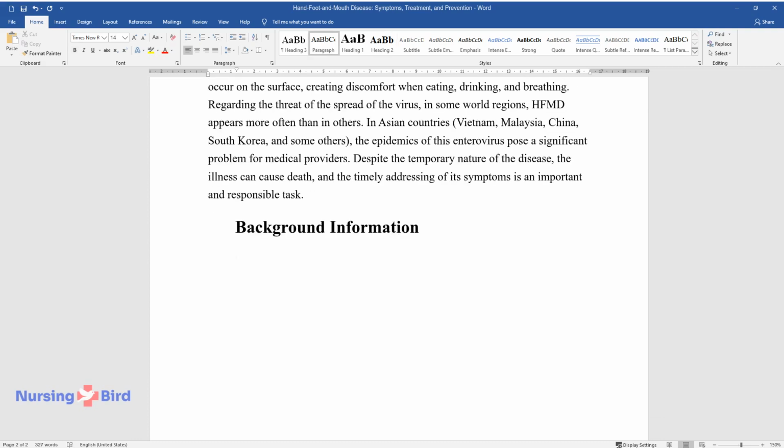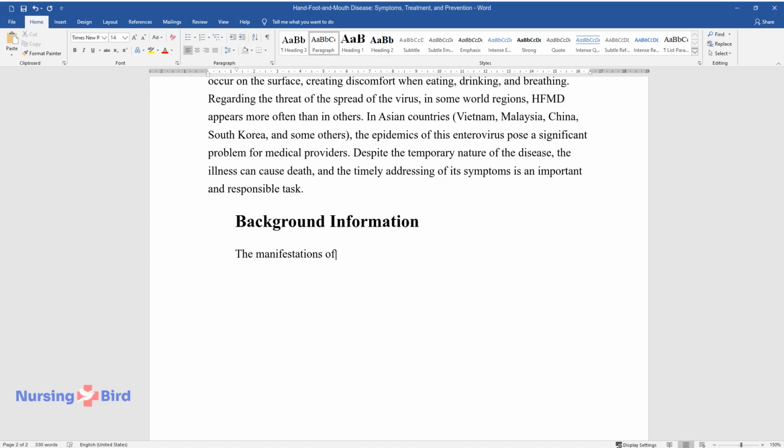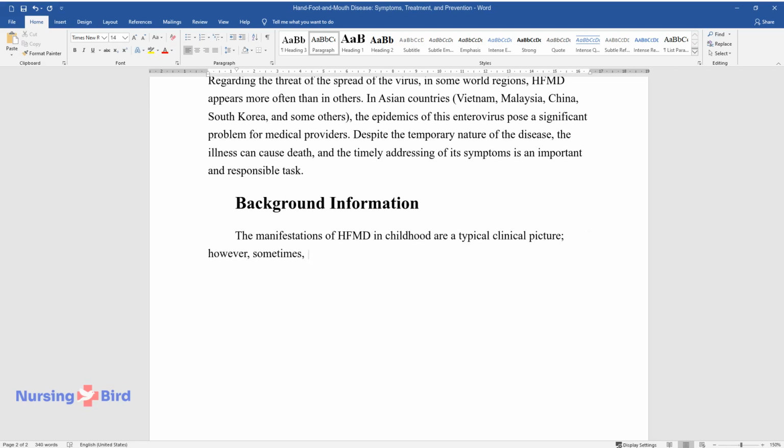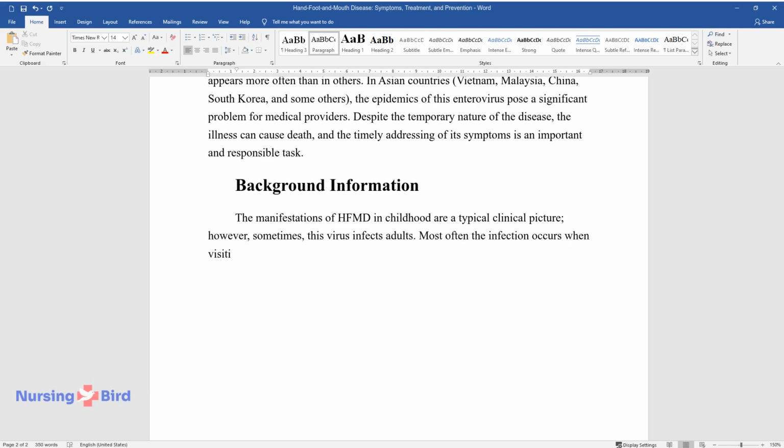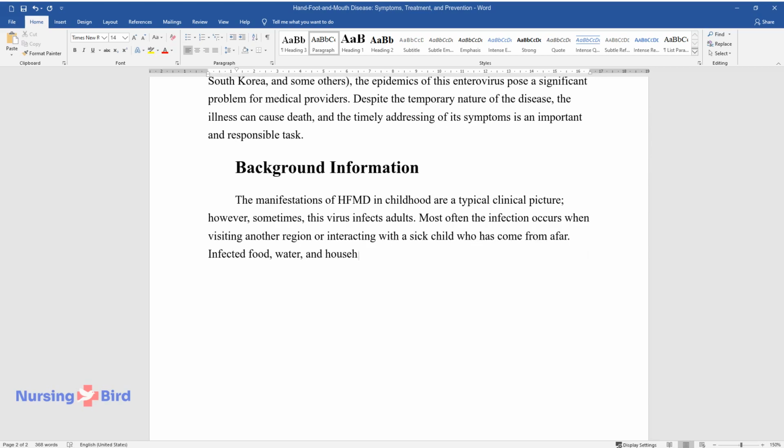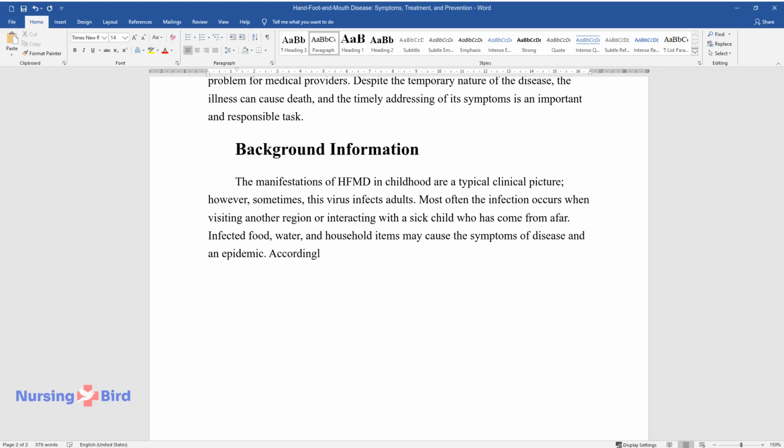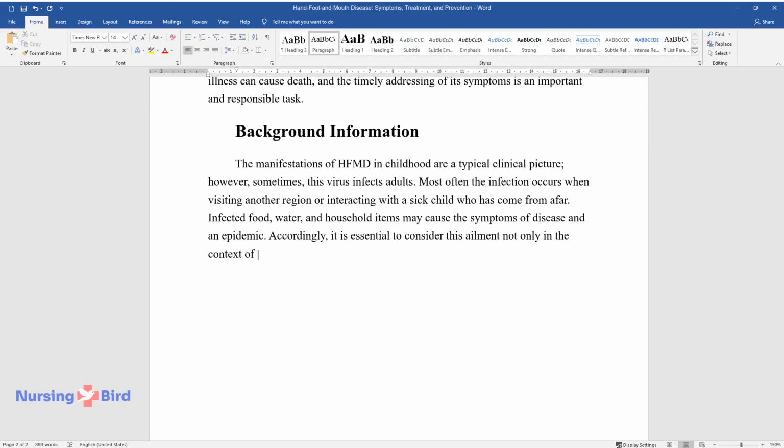Background information. The manifestations of HFMD in childhood are a typical clinical picture. However, sometimes this virus infects adults. Most often the infection occurs when visiting another region or interacting with a sick child who has come from afar. Infected food, water, and household items may cause the symptoms of disease and an epidemic. Accordingly, it is essential to consider this ailment not only in the context of pediatric interventions but also from the perspective of general preventive practice.